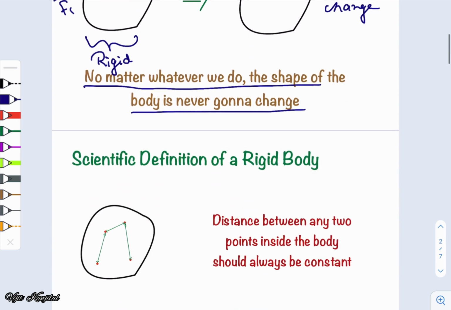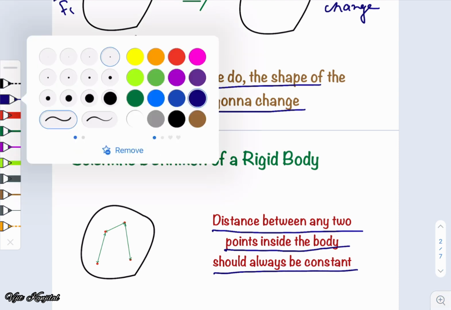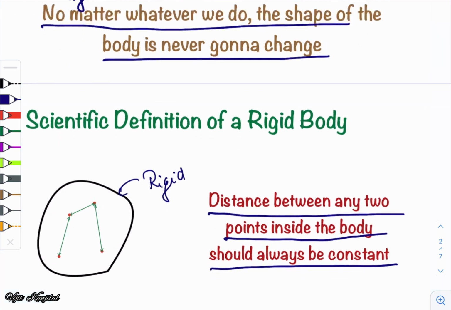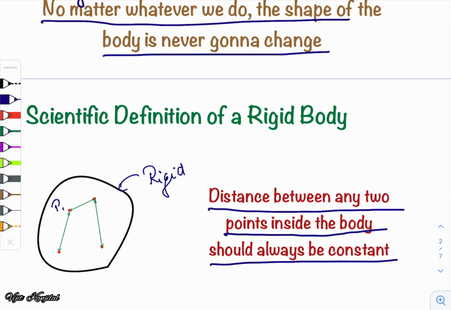So how do we do that? We define a body to be rigid if the distance between any 2 points inside the body is always constant. Let us try to understand this with the help of this figure. Let's say that we have a rigid body shown in this figure, and here we consider a particular point shown by red color. Let's call this point P1, and let's consider another point, P2, and let's say the distance between these 2 points is D.